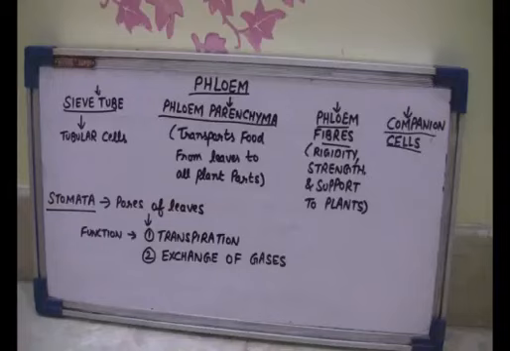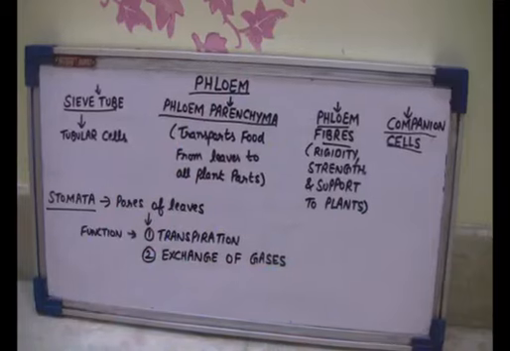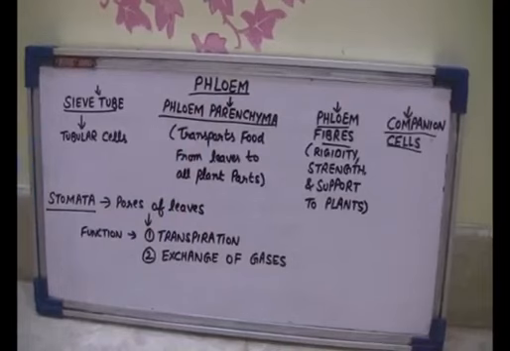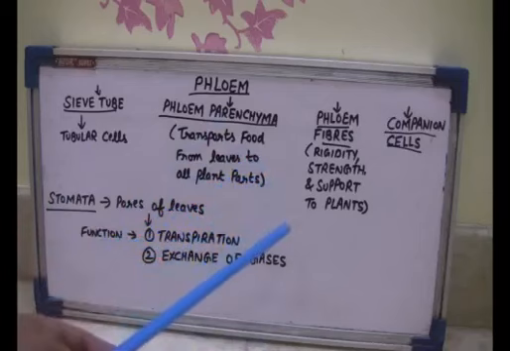Now we will start with the types of phloem. There are four types of phloem: the sieve tube, phloem parenchyma, phloem fibers and companion cells. Now the function of sieve tube is to transport the water and mineral salts, and they are tubular cells. Now phloem parenchyma transports food from leaves to all plant parts. Phloem fibers are also called the phloem sclerenchyma, and as you know, the main function of the sclerenchyma is to provide rigidity, strength and support. So the function of phloem fibers is to provide rigidity, strength and support to plants. The fourth one is companion cells.